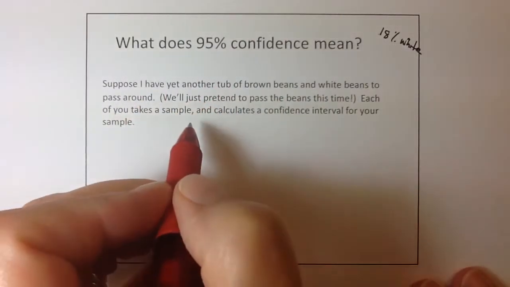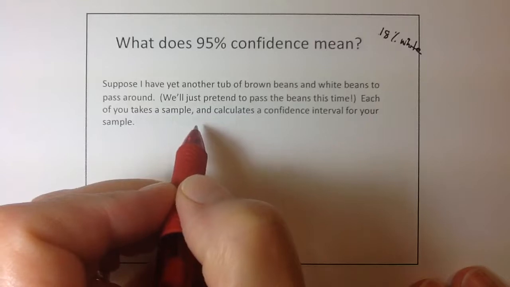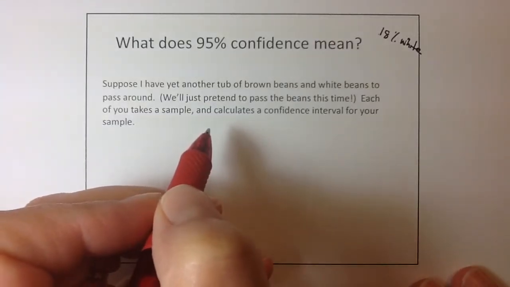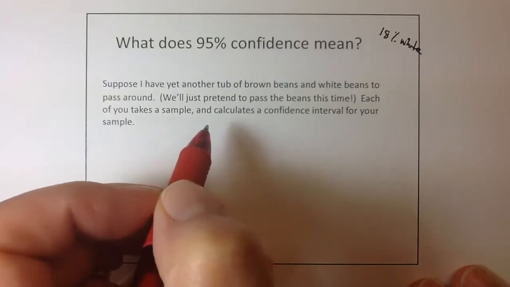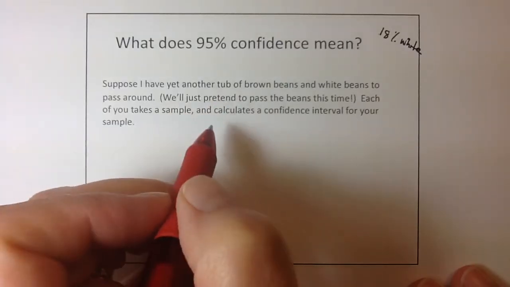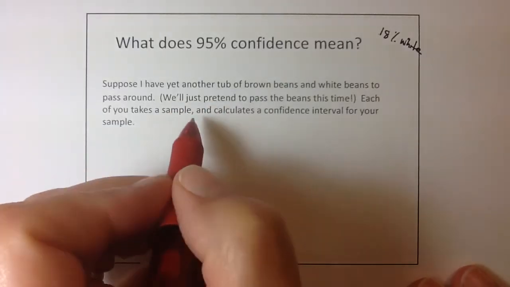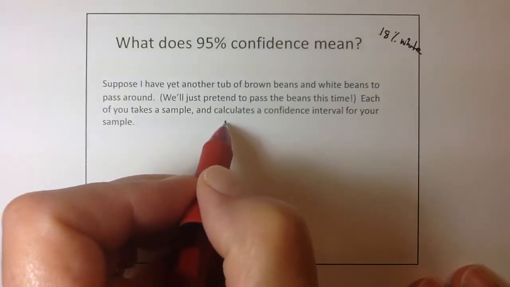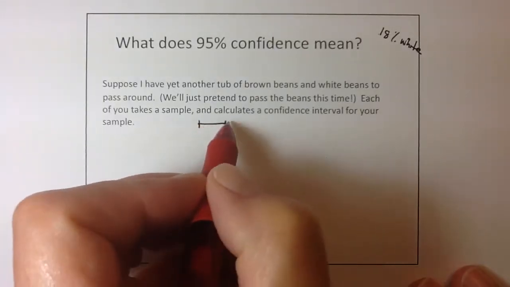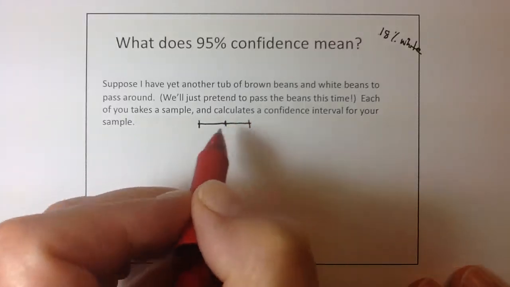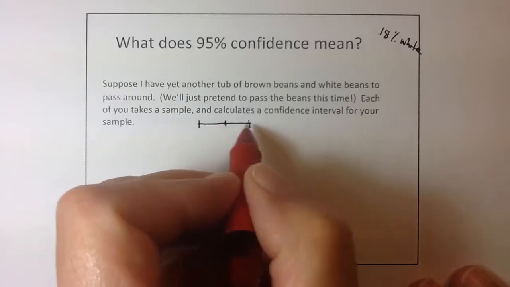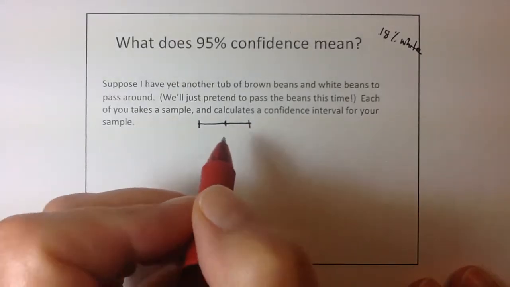So you pass the tub around, and Ryan takes a sample, and he uses his sample p hat to construct a confidence interval. So p hat plus or minus z star times the square root of p hat times q hat over n. So Ryan makes a confidence interval. He has his own p hat, and then he has an interval to the left and to the right.